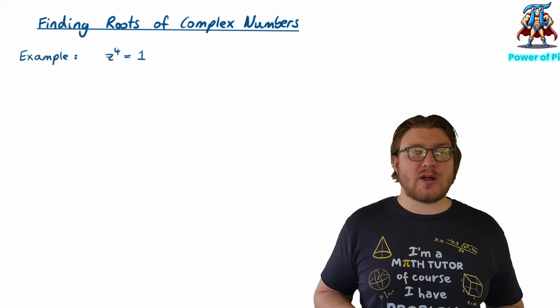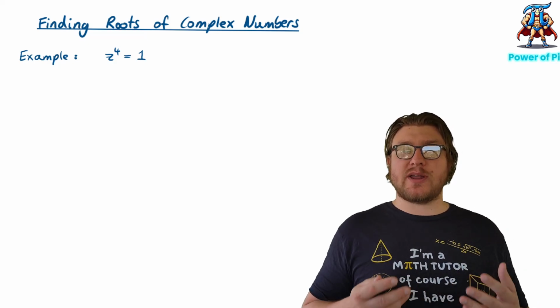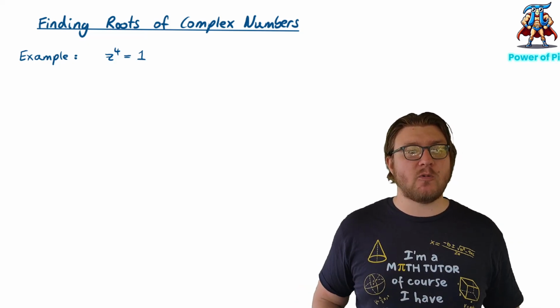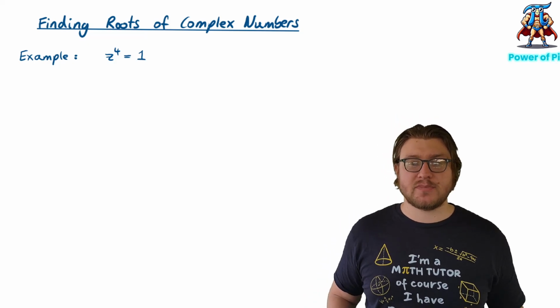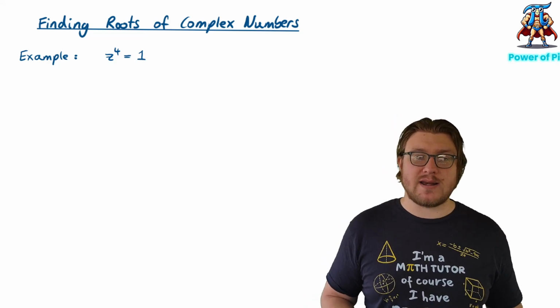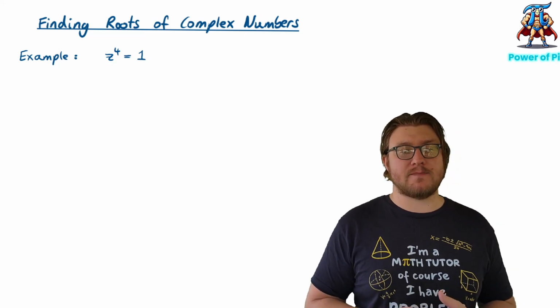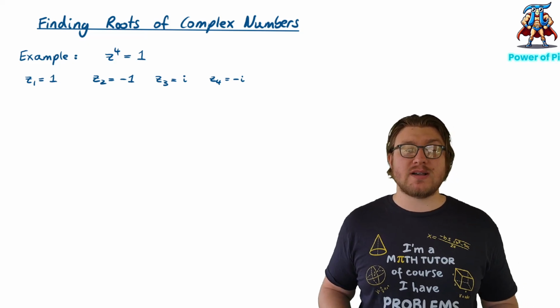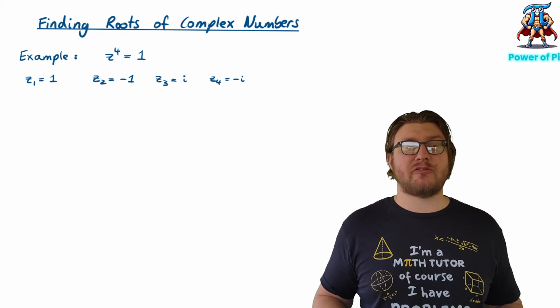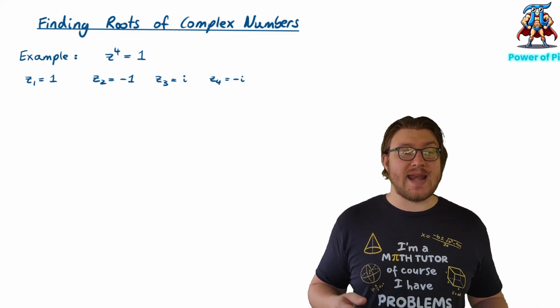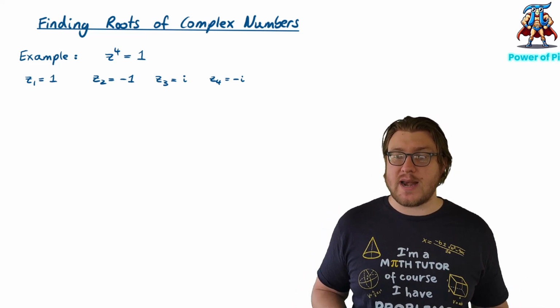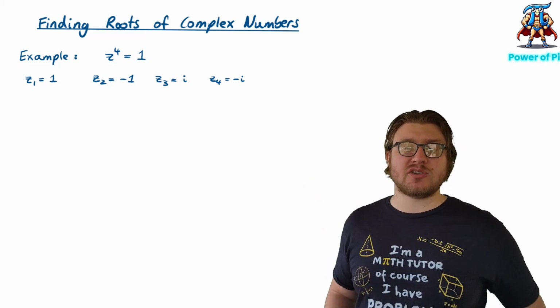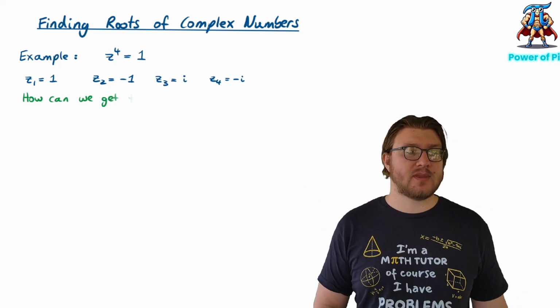Let's first have a look at this equation so we can slowly guide our way into this concept. z to the power of 4 is 1. Well, what does that mean? Here are all the answers. 1 to the power of 4 is 1. Negative 1 to the power of 4 is 1. Also i and negative i to the power of 4 is 1.